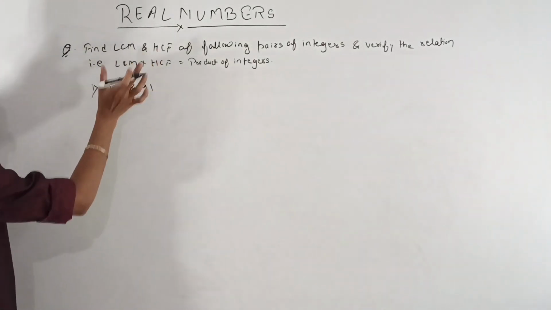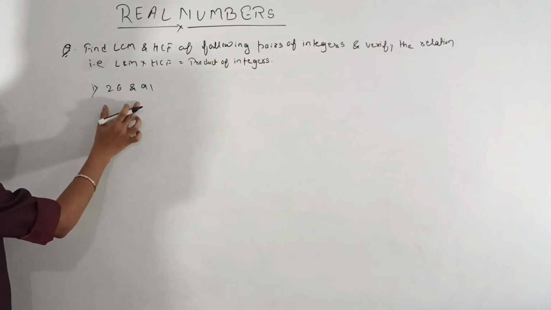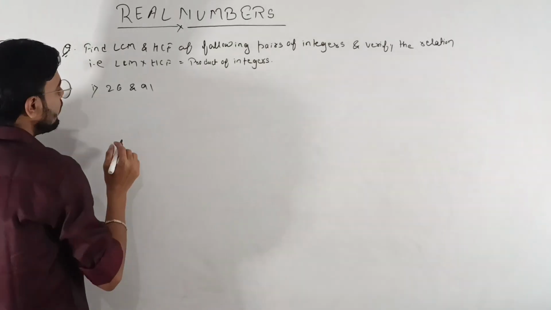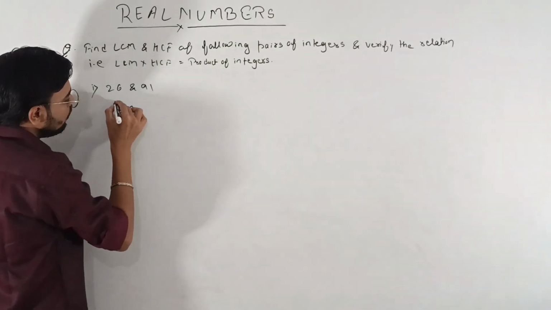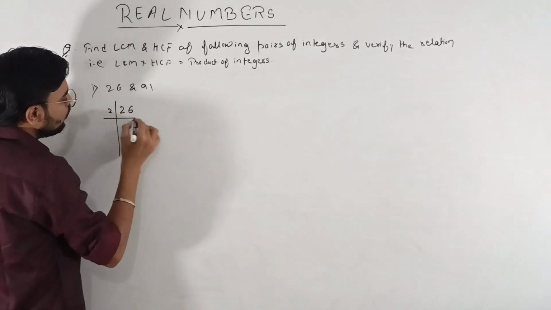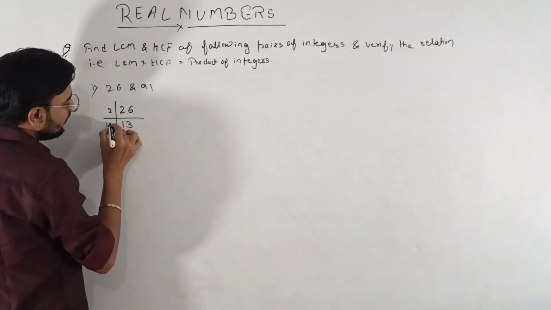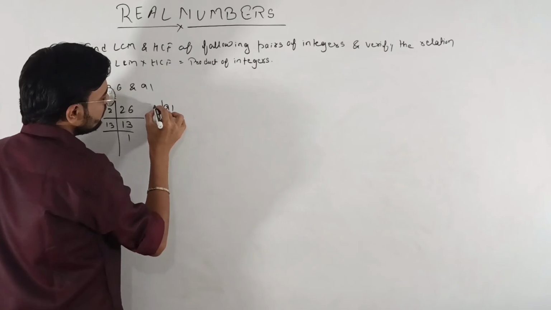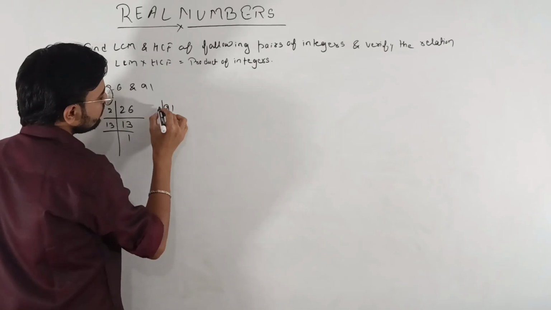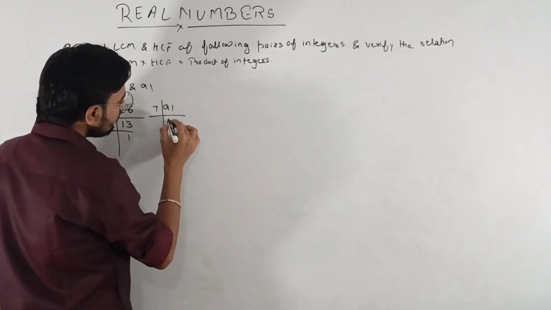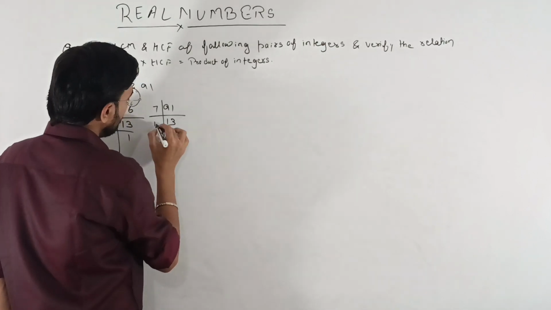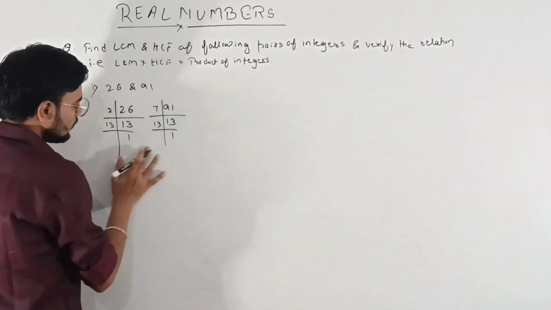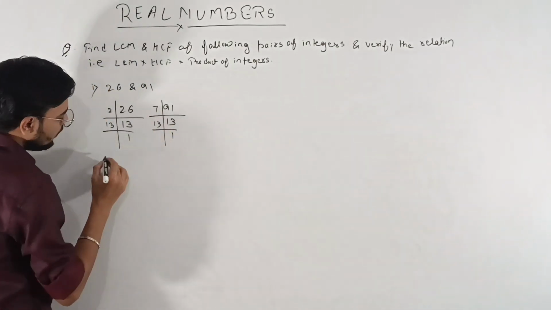This is the relation and we have to verify this. So first we find the LCM and HCF of 26 and 91. For LCM and HCF, first we do prime factorization. Prime factorization of 26: 2 times 13 is 26. Then 13 once. For 91, 7 times 13 is 91. Then again 13, 1. Now this is the prime factorization of 26 and 91.